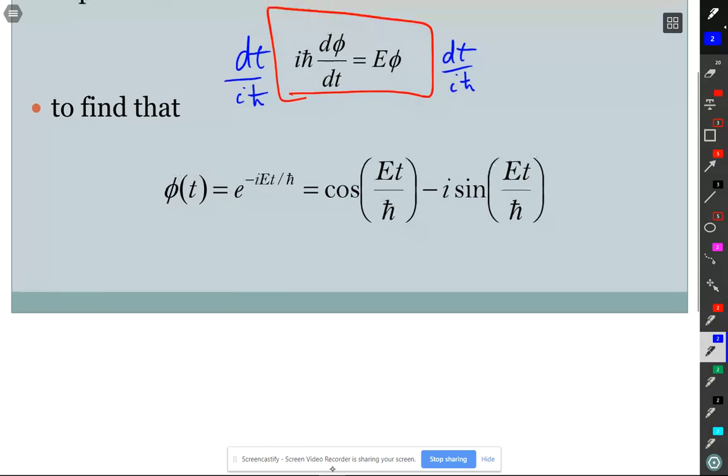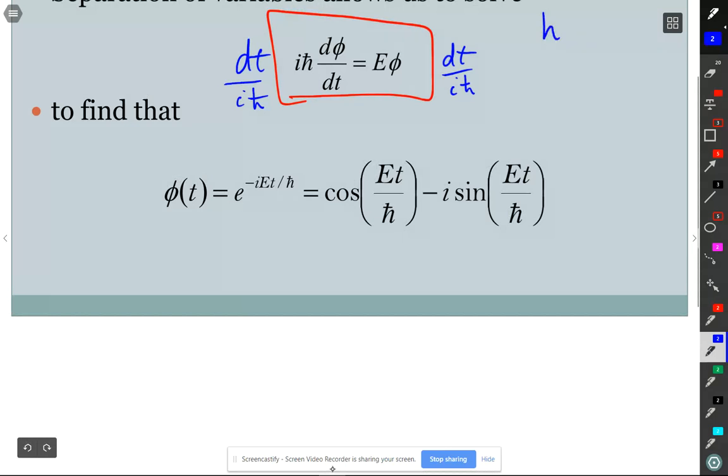So what is h bar? h over 2 pi. And that is the value for h that we use in quantum mechanics pretty much exclusively. We use h bar.